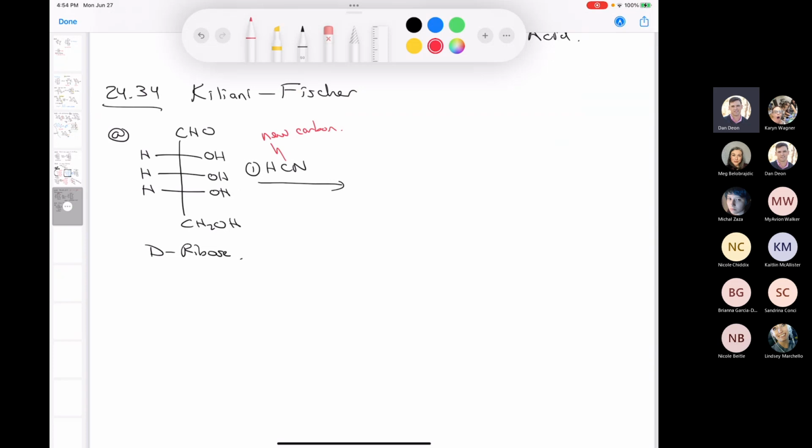Because Kiliani Fischer is a chain lengthening, or growing, okay? It's getting bigger and bigger. So we're adding HCN. And then in the second step, we use hydrogen in that poison catalyst, palladium on barium sulfate. So all you do is you end up extending it by 1. Watch very carefully. You're going to have CHO, just like before, but now instead of 3 chiral centers, you've got 4. 1, 2, 3, 4.